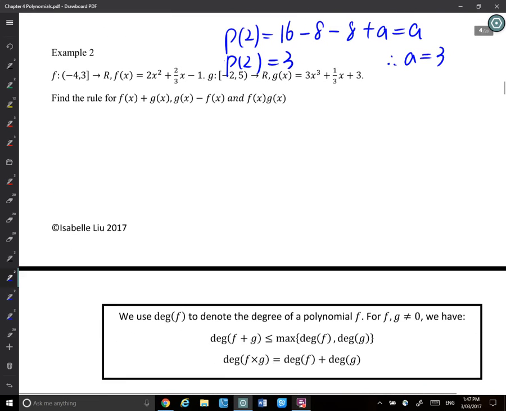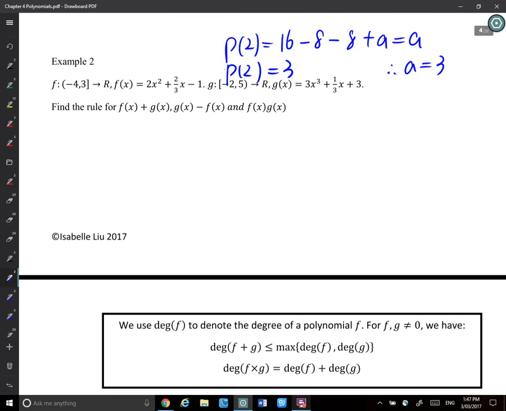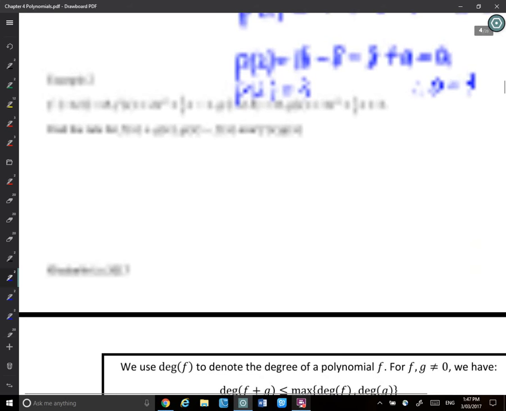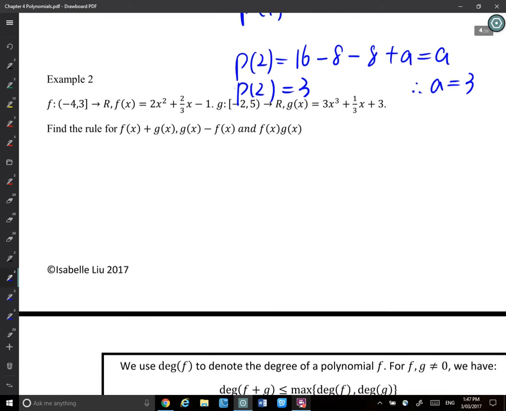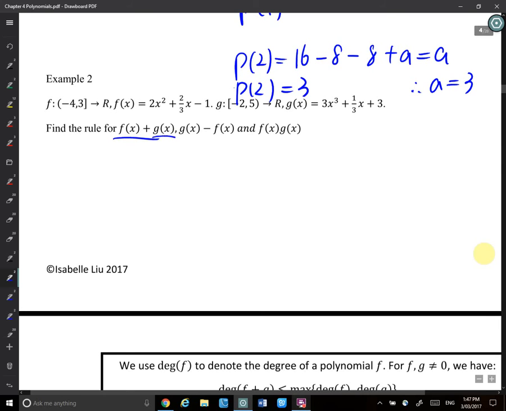Okay, next one. This one I don't really like to explain, but I will just roughly go through that. We have learned the sum of functions, subtract of functions, and the times and divide for functions.